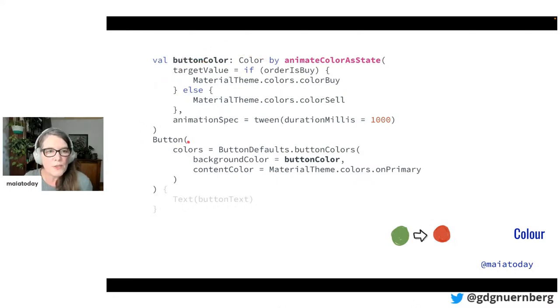All we need to do is we have a button, and we just give the button that color. So this button doesn't know anything about the animation. The state and the composer will change the color and then recompose this button because this button color changed over time.